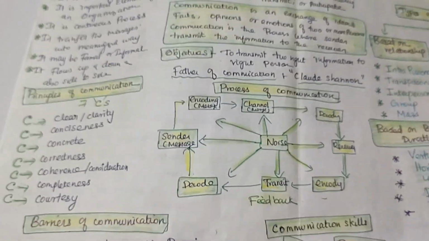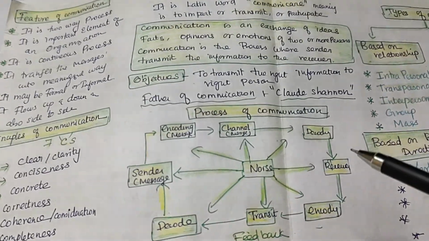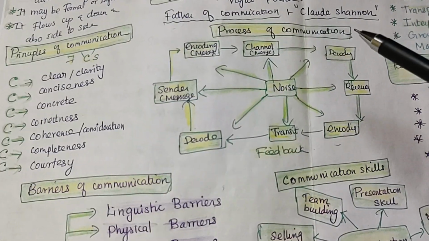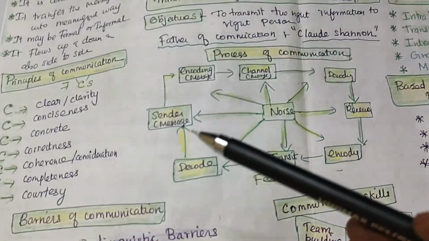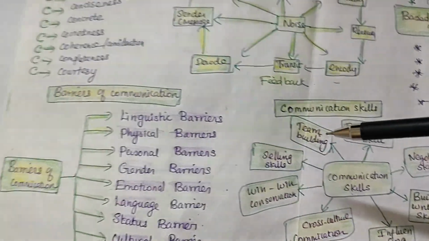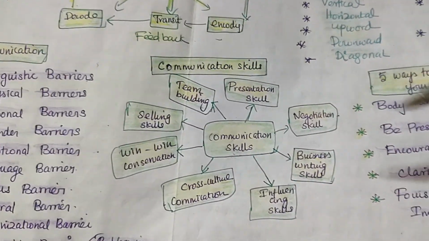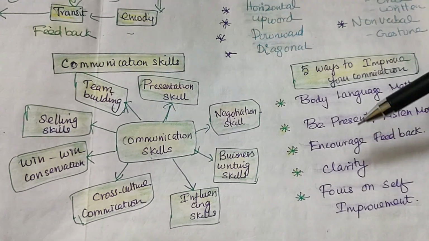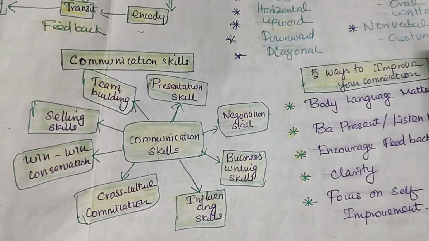So in this class we have seen clearly what communication is, where the word came from, the father of communication, the process of communication, principles of communication, barriers of communication, the skills needed for communication, and ways to improve your communication skill in a working area.